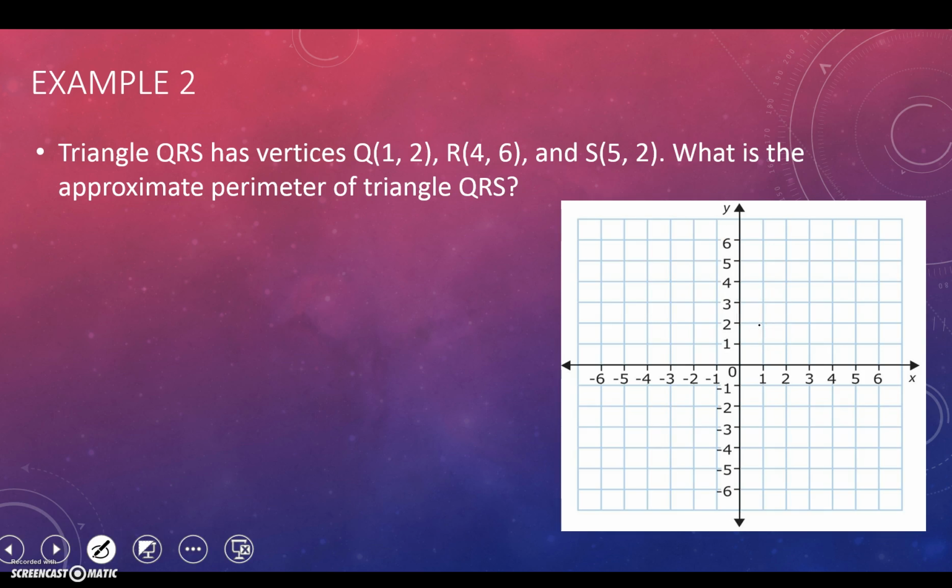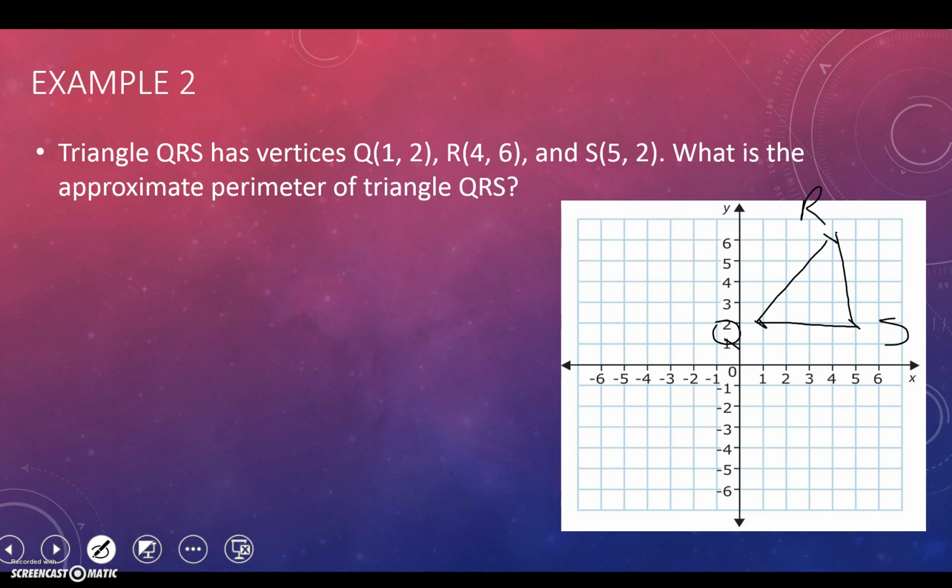I know that one point is here at (1, 2). The other one is at (4, 6). And the last one, oops, see that disappeared. The last one is at (5, 2). So this is Q, R, and S. So if I connect the points here, I need to go through and calculate my values.